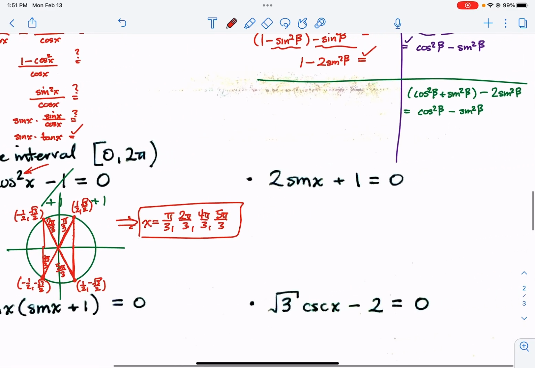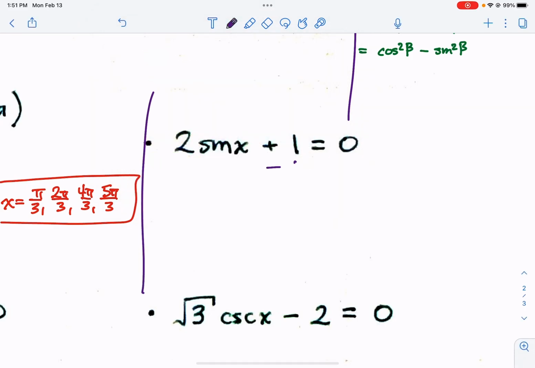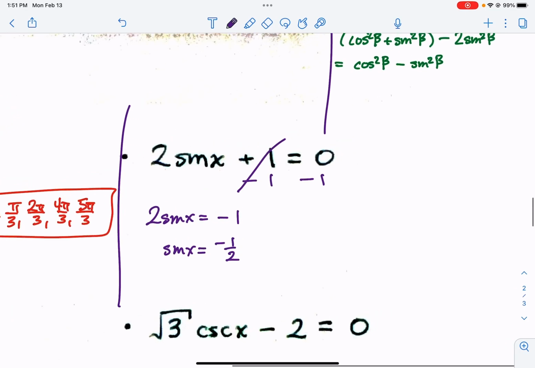Okay, so let's move on to this one over here. This one's really not too bad. So again, solve as far as you can. Subtract 1. We end up with 2 sine of x equals negative 1. If you divide by 2, that tells you sine of x equals negative 1/2. So the question is, where does that happen?